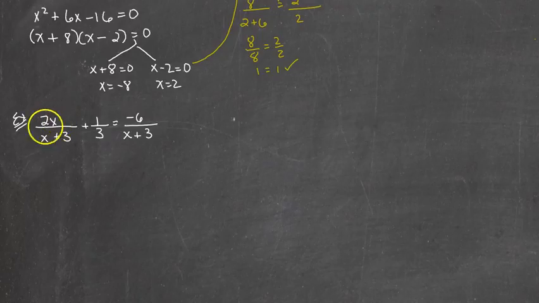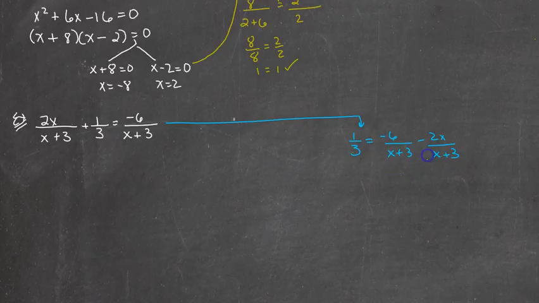Since I have a common denominator, or excuse me, the denominator on this side is common to this side, I could subtract this over and create one fraction. Does that make sense? Let me show you. I don't know if I'm going to go all the way with this one, but let me show it to you. I could take the 2x over x plus 3 and subtract it from the other side. So on the left-hand side, I'd have 1/3, and on the right-hand side, I'd have -6 over x plus 3 minus 2x over x plus 3.